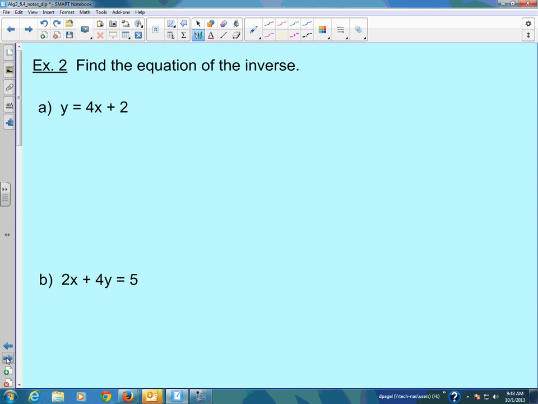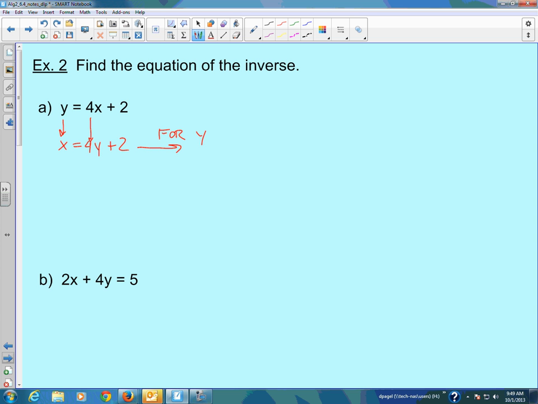First thing we do is we switch x's and y's. So my y becomes an x. My x becomes a y. And now we solve for y.